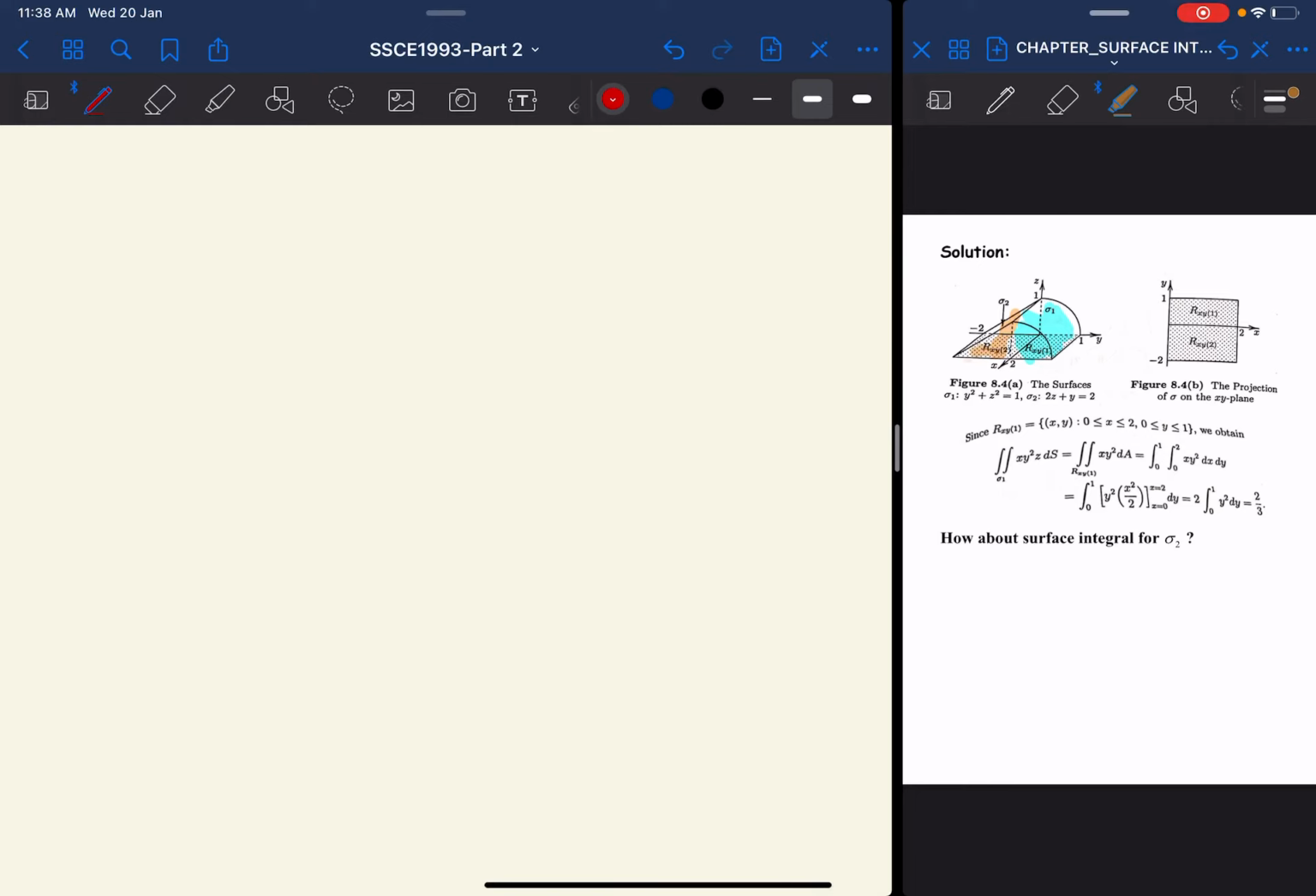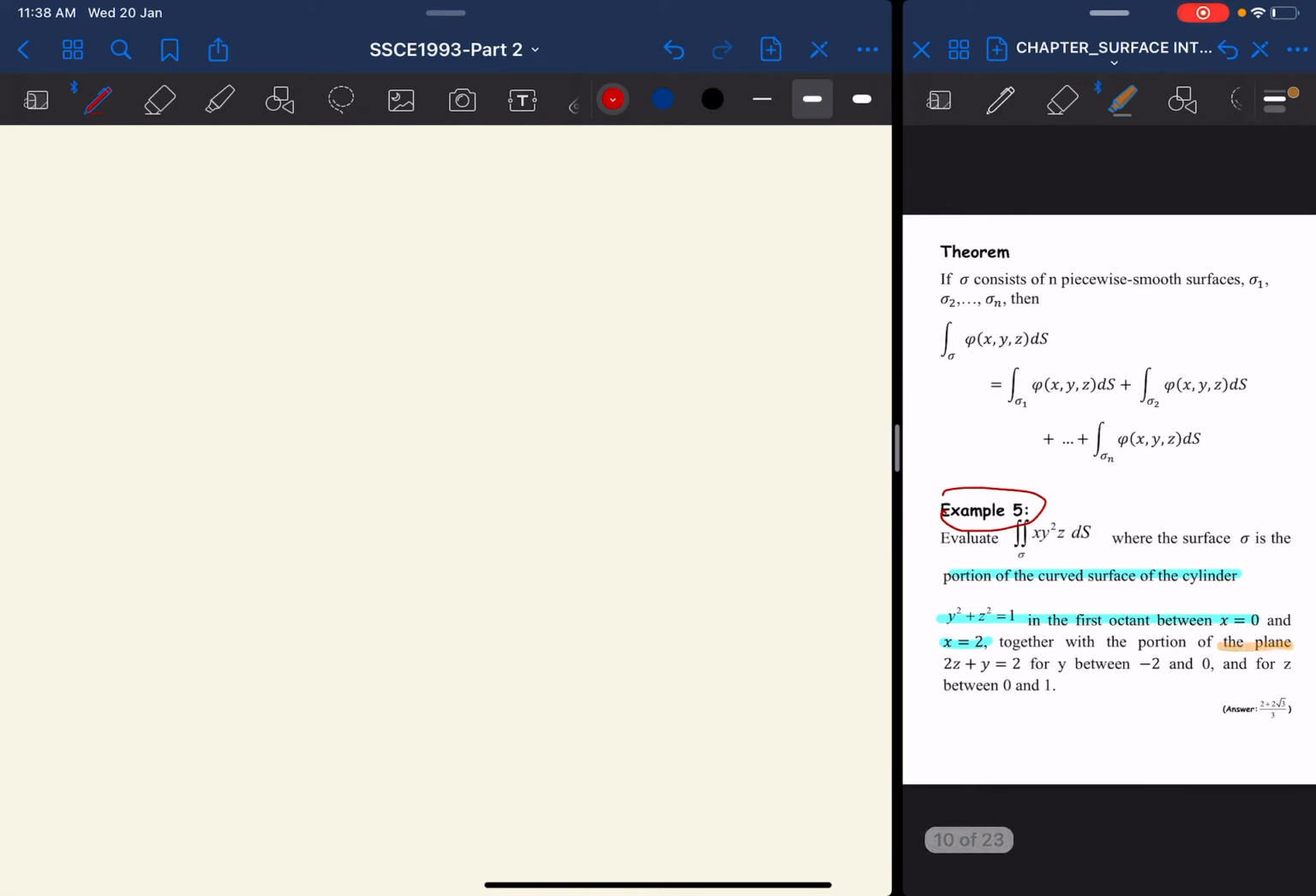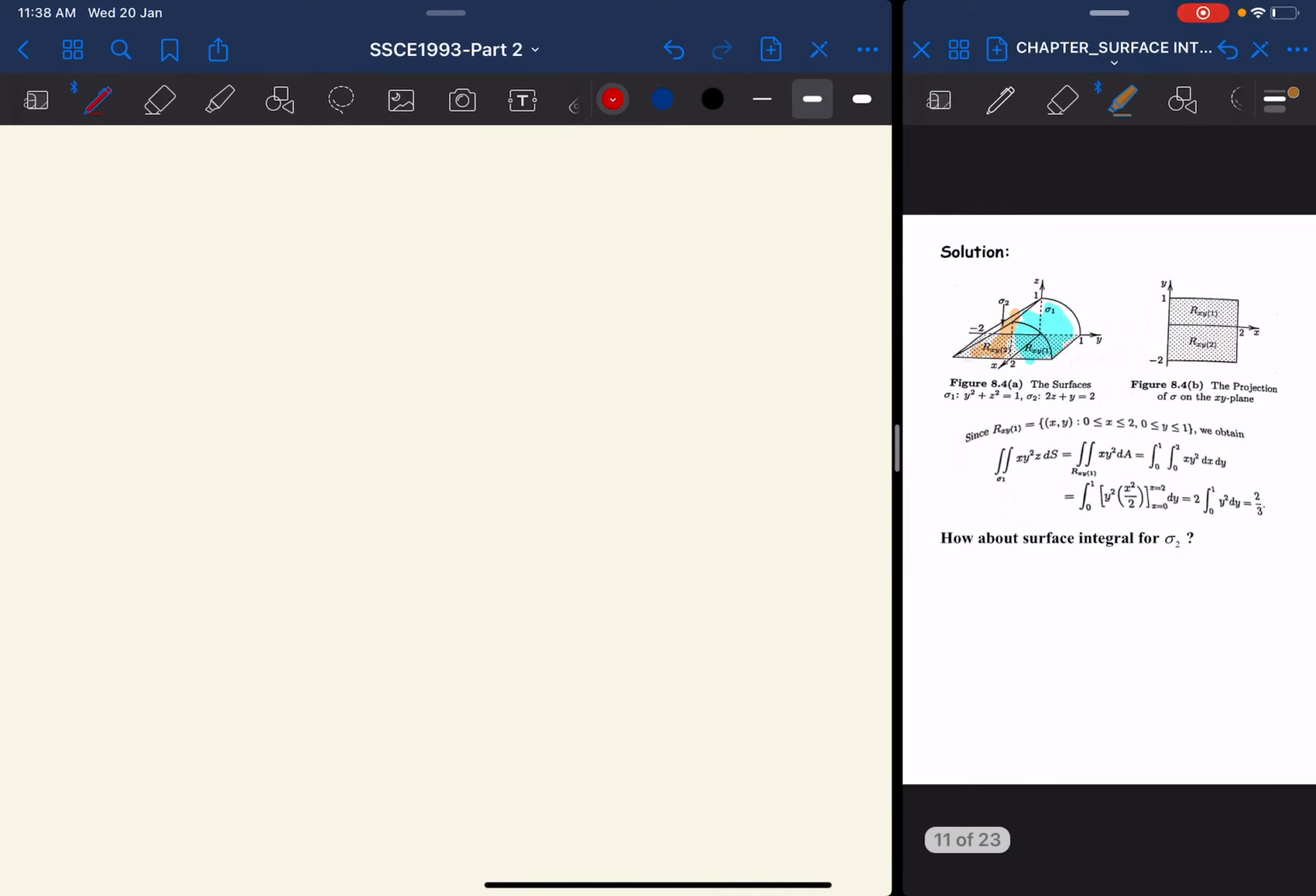This one comes from the statement together with the portion of the plane 2z plus y equal to 2 for y between -2 and 0 and for z between 0 up to 1. So eventually you have two smooth surfaces attached together, which is considered a piecewise smooth surface. The idea is similar to what we learned on line integrals. We solve for every surface involved and then put them together, meaning you find the summation of the surface integrals for both surfaces.